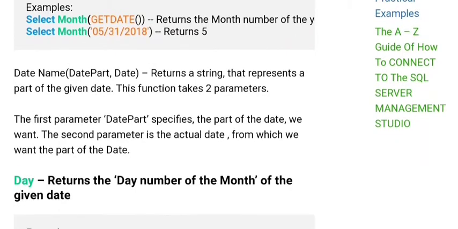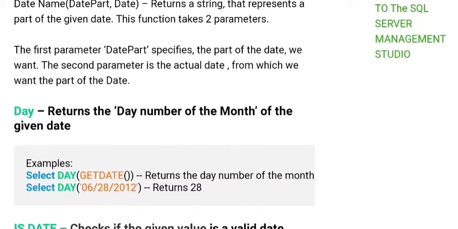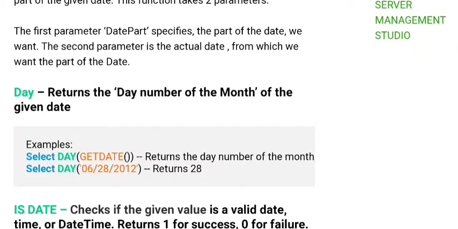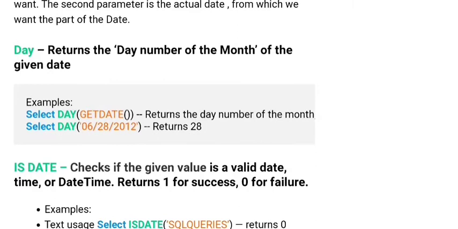And the next one is the day function. The day function returns the day number of the given date. Here we are passing getdate to the day function. It returns the current day, and the second one is some default date. The date which we used is 28th June 2012, so obviously it returns 28.